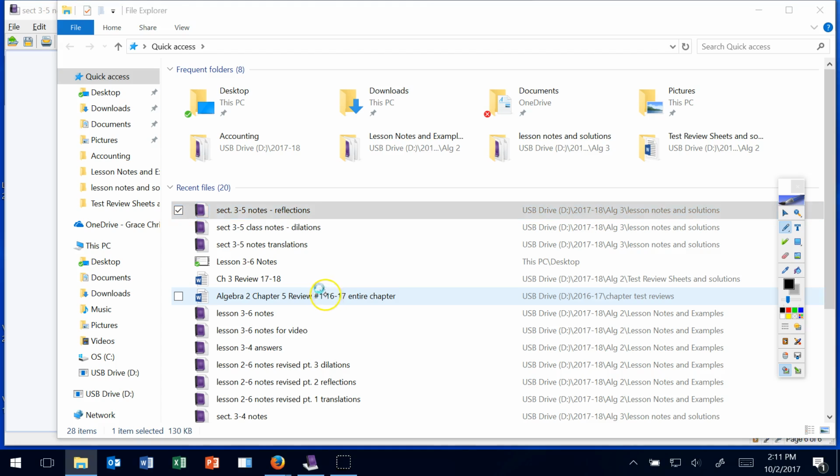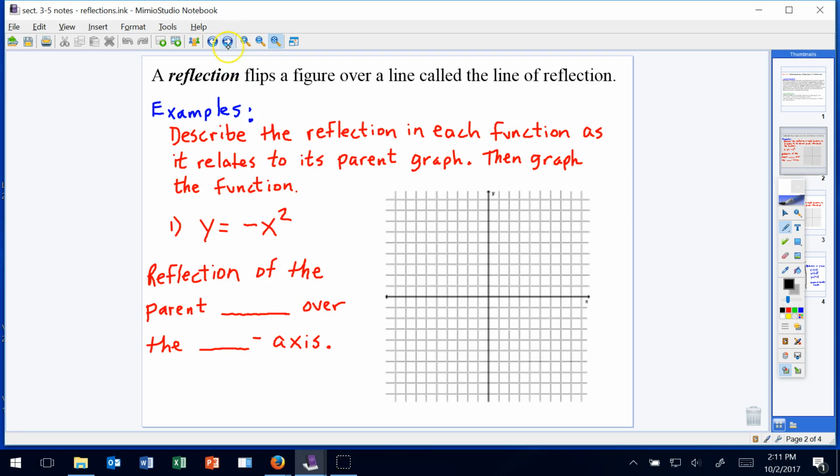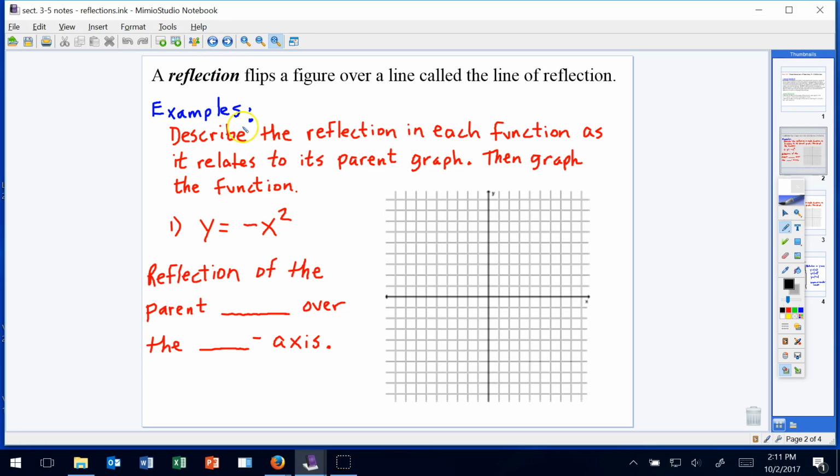Got a different set of slides for reflections. When you see the word reflection, you can think flipping over a particular axis. The whole point of this is to help you understand whether you're going to be reflecting over the x-axis or the y-axis. I'll just give you a couple of examples, and then I'll show you what it really boils down to.